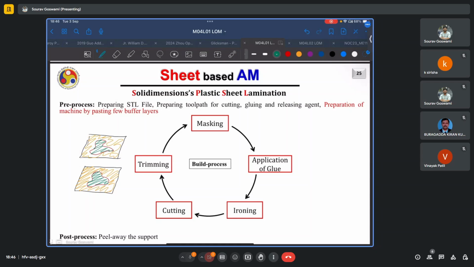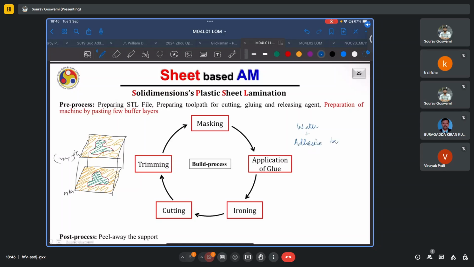Now, when you bring these two layers, say the nth and the n plus 1th layer, in contact, the regions covered with the masking agent will not bond together. It's only the regions that are covered with the glue which will bond together. And a beautiful analogy which was shared by Professor Kapil was that of water and adhesive tape.